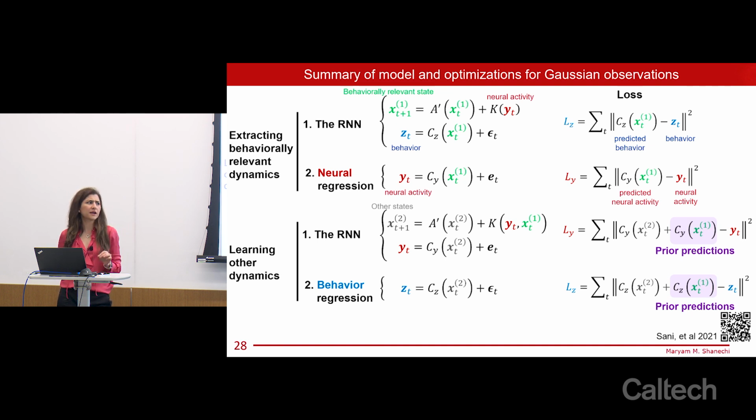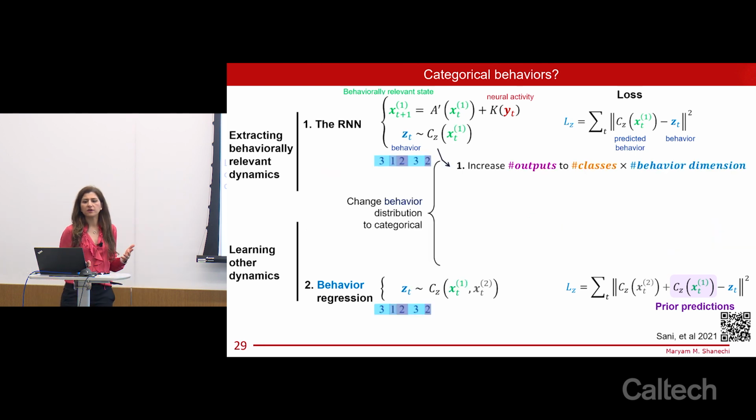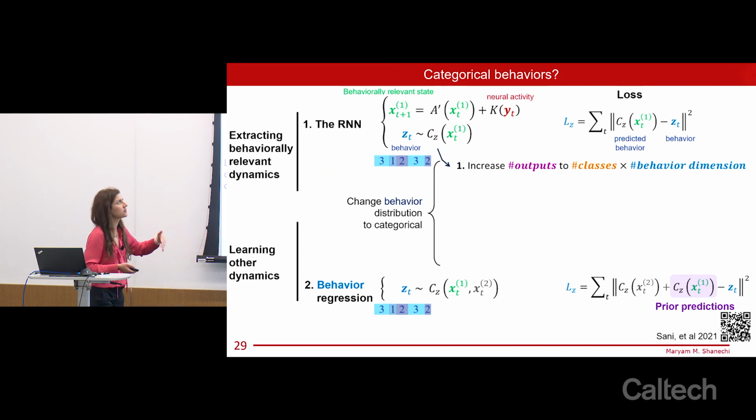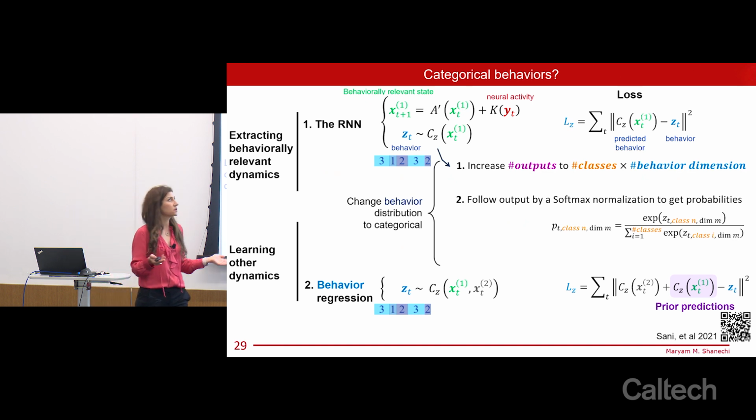Okay, so this is for Gaussian signals. Now, what about categorical behaviors? What do we change in this 4-step optimization algorithm? Of course, we change the distribution of the z variable, which is our behavior, to a categorical distribution. To do this, we have to change the dimensionality of the output to be the behavior dimension times the number of classes or categories. Then we have to make sure that the output is a probability, so it sums to 1. That's why we apply a softmax normalization.